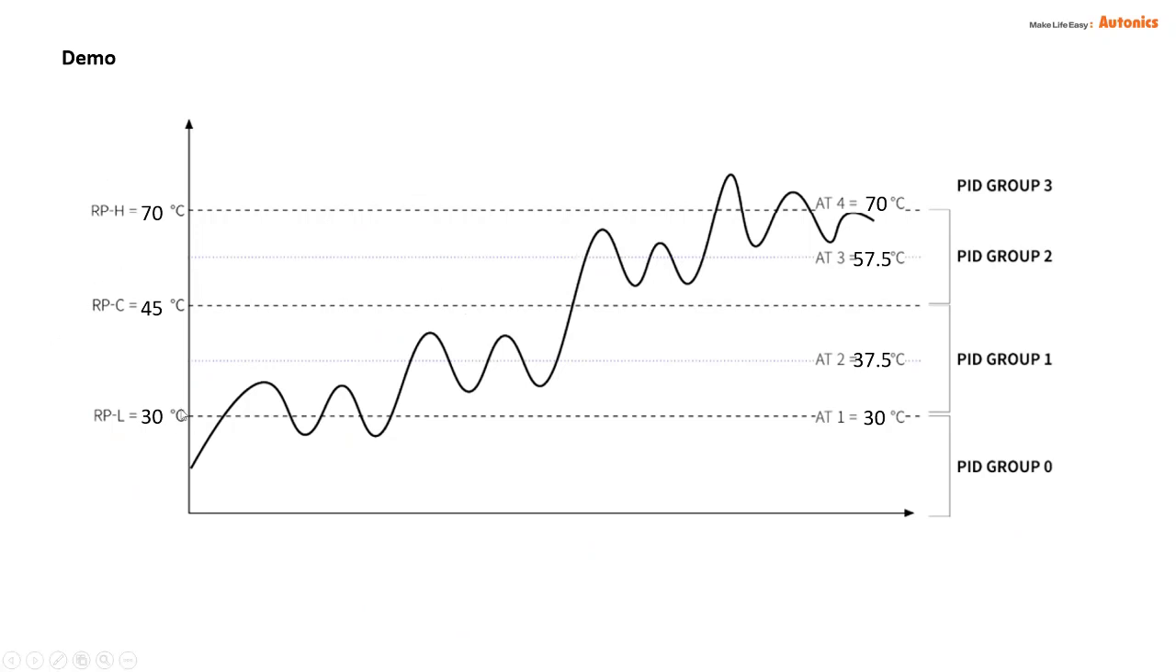To demonstrate auto tuning on the TN series, I have reduced my oven working temperatures here. I have taken RPL as 30, RPH as 70, and RPC as 45. Based on these, AT1 will be 30 degrees Celsius, AT2 will be 37.5, AT3 will be 57.5, and AT4 will be 70 degrees Celsius. So let us program RPH, RPC and RPL in the PID controller and see the auto tuning.